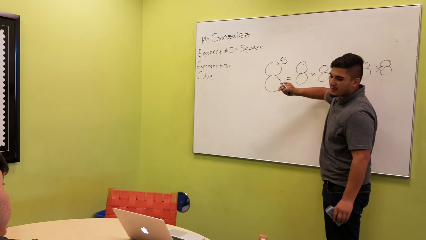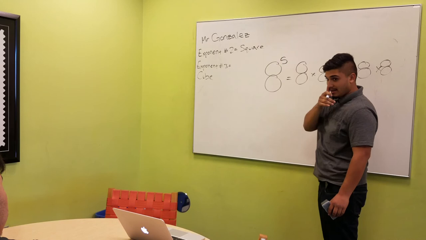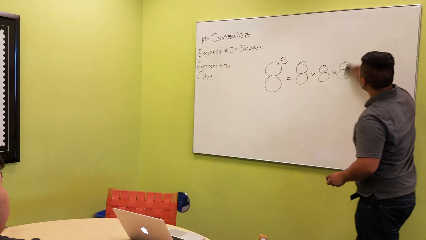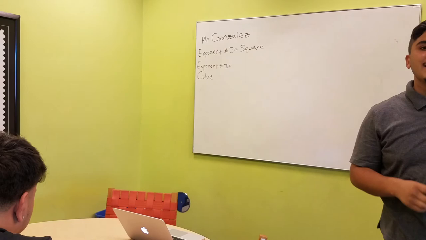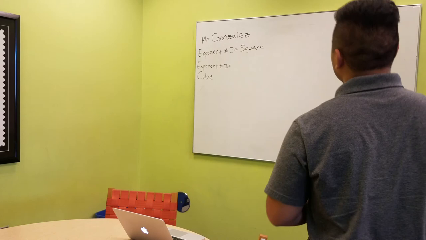Let me repeat the question. Does this mean 8 times 5? No. What does it mean? 8 times itself 5 times. All right? Good. So now that we've learned what it means and how to apply it, we're going to learn how to multiply cubes.